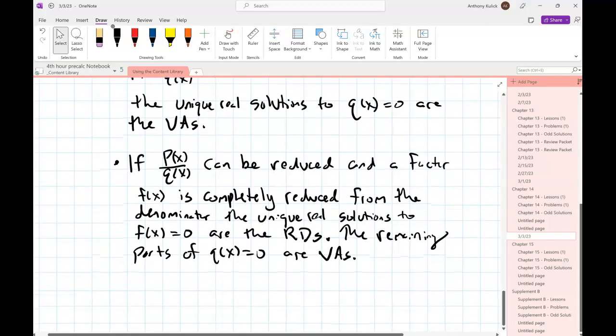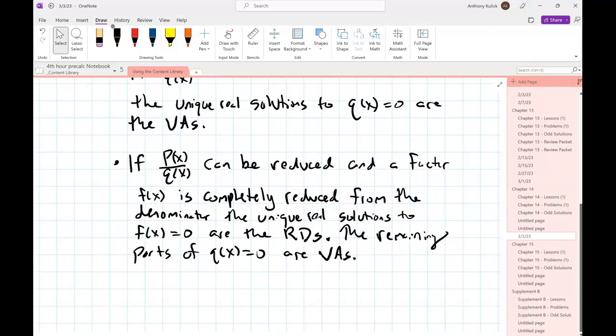Okay, so suppose you have some p of x over q of x that can be reduced. And when you reduce that, some factor is eliminated completely out of the denominator. We'll call that factor f of x. Any factor that's completely eliminated from the denominator we'll set equal to 0 and solve. The solutions to that will give us a removable discontinuity. And anything left still in the denominator set equal to 0 will give us vertical asymptotes.